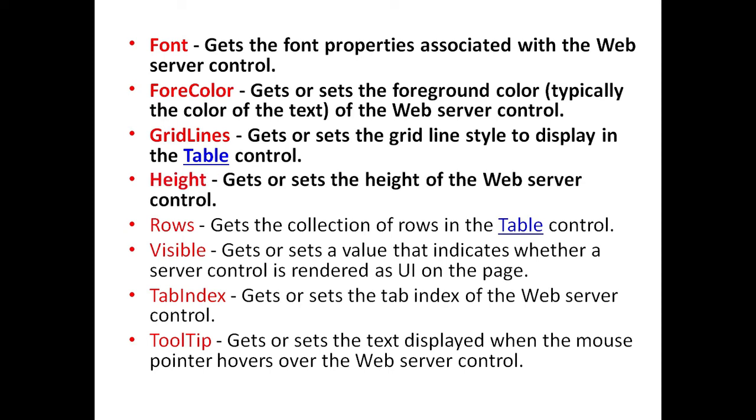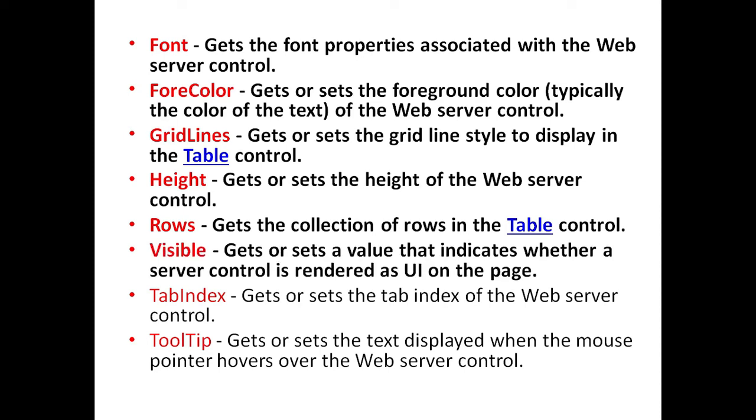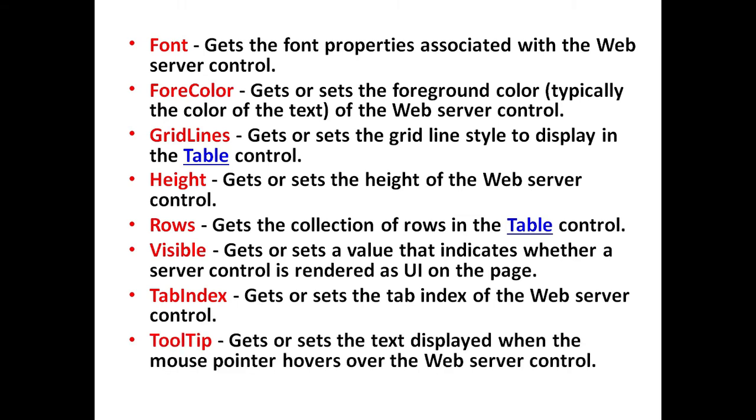Height property is used to get or set the height of the web server control. Rows property is used to get the collection of rows in the table control. Visible property is used to get or set a value that indicates whether a server control is rendered as UI on the page. TabIndex property is used to get or set the tab index of the web server control. ToolTip property is used to get or set the text displayed when the mouse pointer hovers over the web server control.